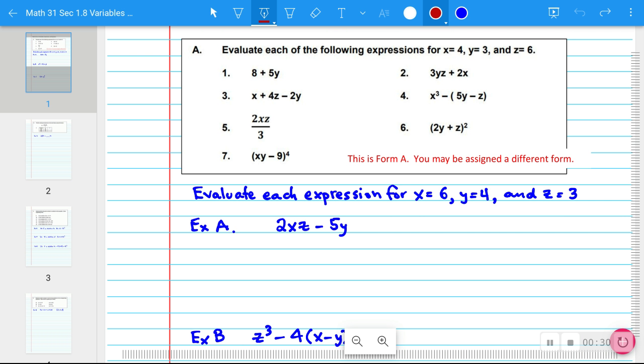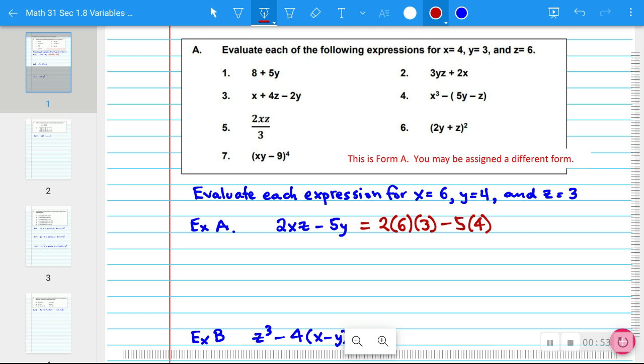So we're going to start with example A here. 2 times x times z minus 5 times y. Again, we're using 6 for x. And the z is 3. And then it's minus 5 times the y value. This particular example just has multiplication and subtraction.